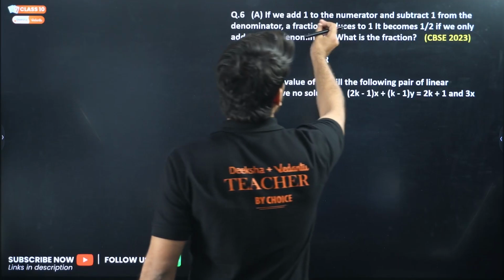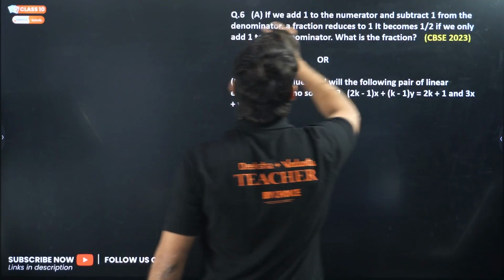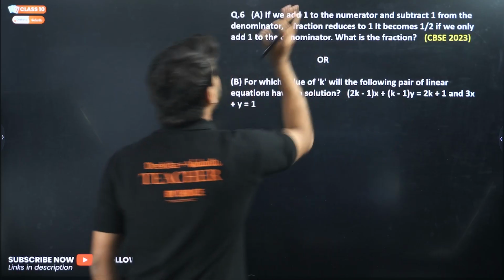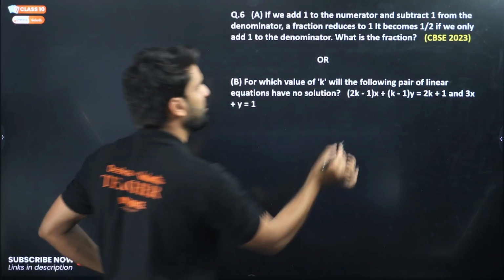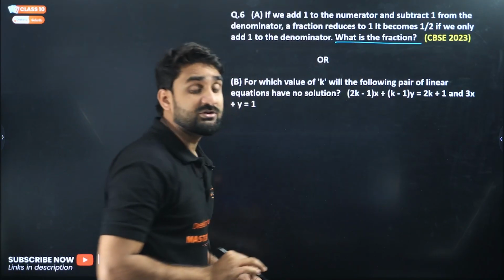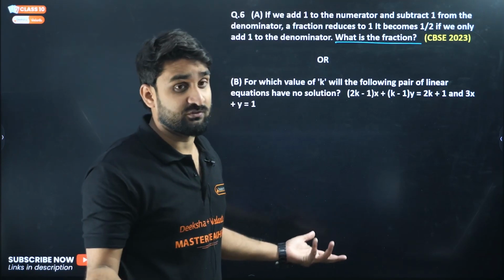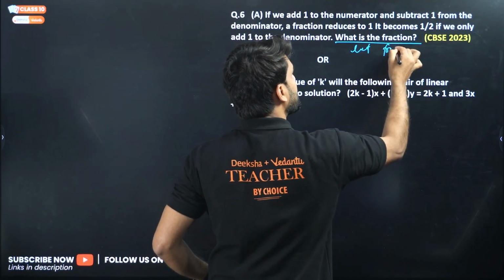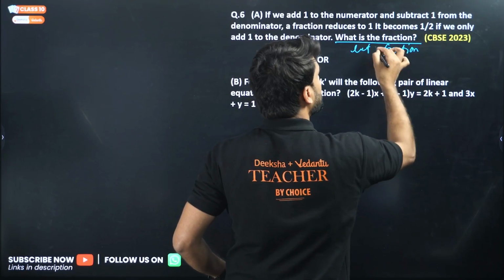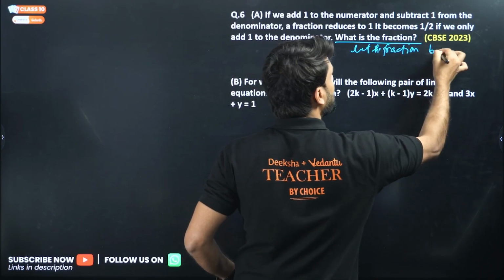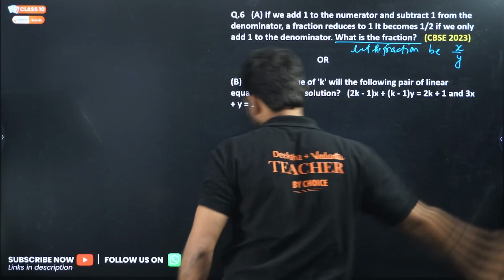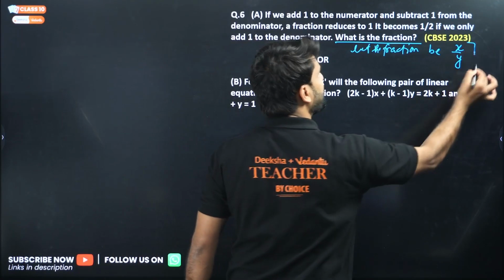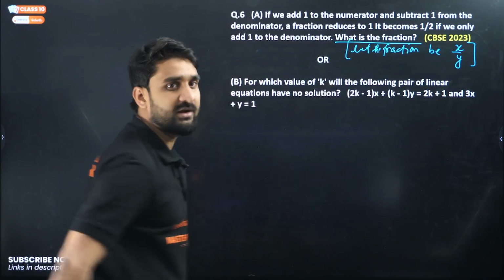If we add 1 to the numerator and subtract 1 from the denominator, a fraction reduces to 1. It becomes 1 by 2 if we only add 1 to the denominator. What is the fraction? Look what the question is asking. The question is asking to find the fraction. We don't know the fraction. The fraction is unknown. So let the fraction be x by y. Now you are able to write the equation.